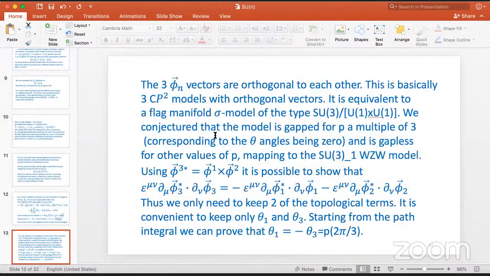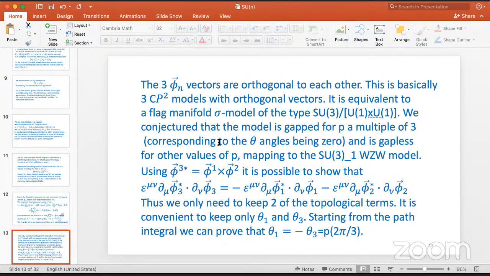So the 3 phi n vectors are orthogonal to each other. This is basically 3 CP2 models with orthogonal vectors. And this is equivalent to a flag manifold sigma model, SU3 over U1 cross U1. So we conjecture that the model is gapped for P a multiple of 3, corresponding to the theta angles being 0, and is gapless for other values of P, and then it maps to the SU3 level 1 Wess-Zumino-Witten model.